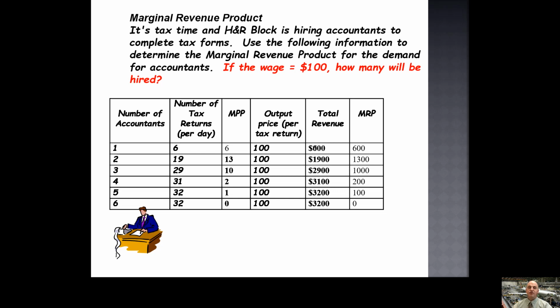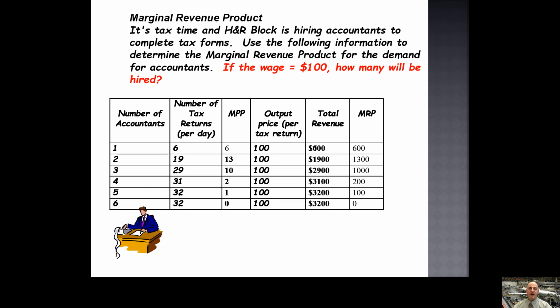And you'll notice that marginal physical product does diminish. The more accountants that are hired, the less each additional accountant will be producing. Well, if they're getting $100 in revenue for every tax return, if they had one accountant, they'd have 6 tax returns at $100 a piece. That's $600 of revenue. If they had 2 accountants, they'd get 19 tax returns at $100 a piece. That's $1,900 of revenue.